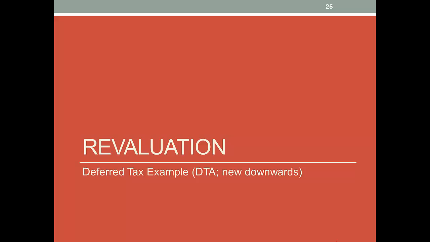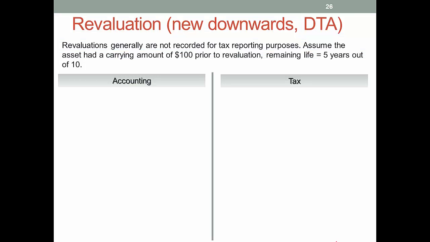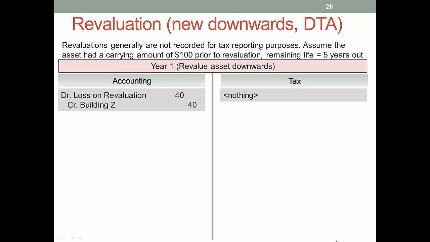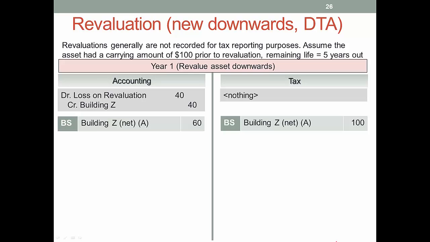Okay, now let's have a look at a new revaluation downwards. So same general approach, same asset, 10-year life, we're halfway through it. We're going to revalue it downwards from 100 to 60. So we're taking a loss on revaluation of 40 for accounting. Of course, nothing happens for tax. So when we look at the balance sheet and the carrying amount and the tax base at the end of the first year, the net carrying amount of the building for accounting is 60. Of course, for tax, it's still 100.